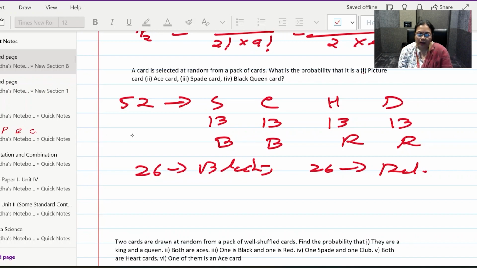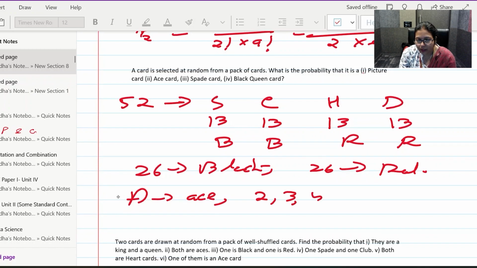Also, for any type, suppose I take the spade cards, 13 cards. Let us see the different types of spade cards in that lot of 13. The first card is A, we'll call it Ace card. Then the number cards start 2, 3, 4, 5, 6, 7, 8, 9, 10. Next are Jack, Queen and King. So these are the total bifurcation of the cards.